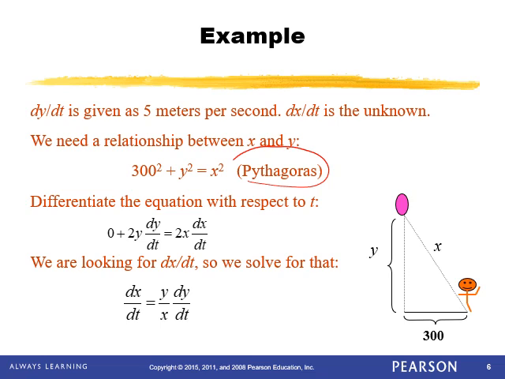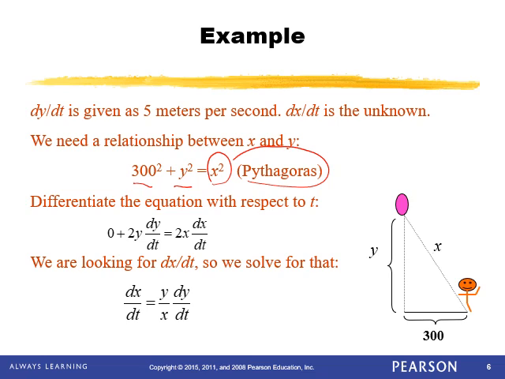And so notice we have 300 squared plus y squared equals x squared. And this should technically be the hypotenuse, right? But for purposes of this problem, we will keep it as x. And so again, the 2 legs squared is equal to the hypotenuse squared.